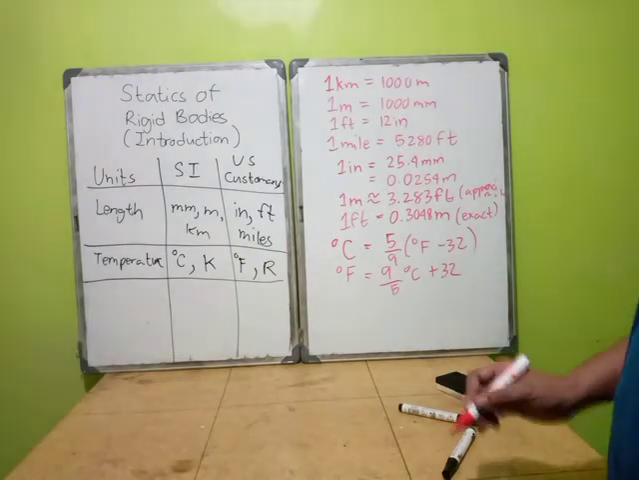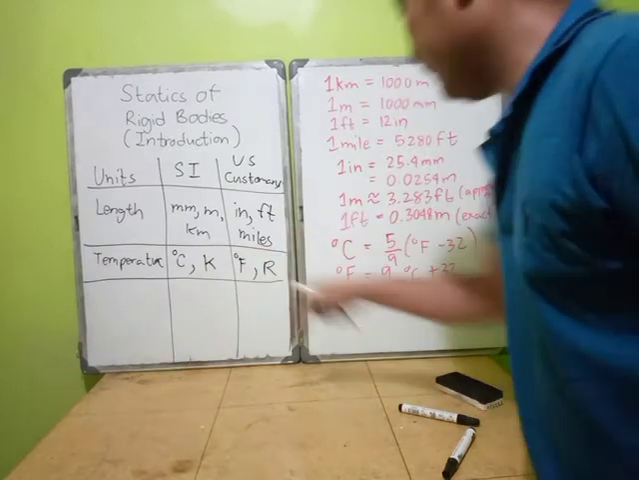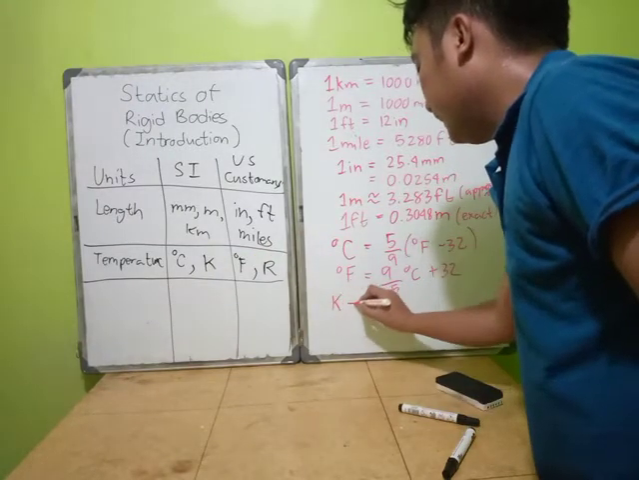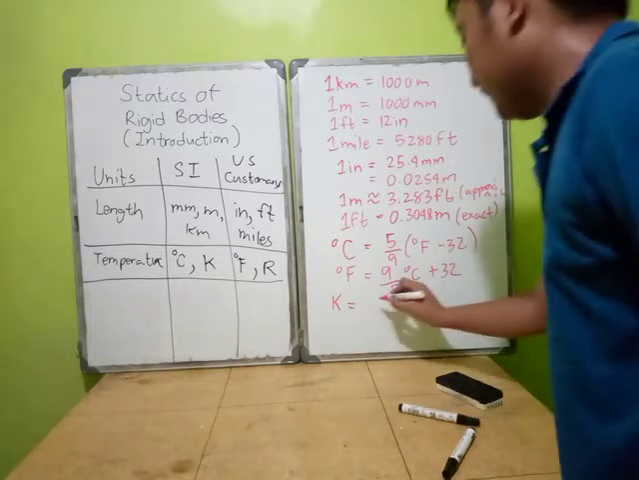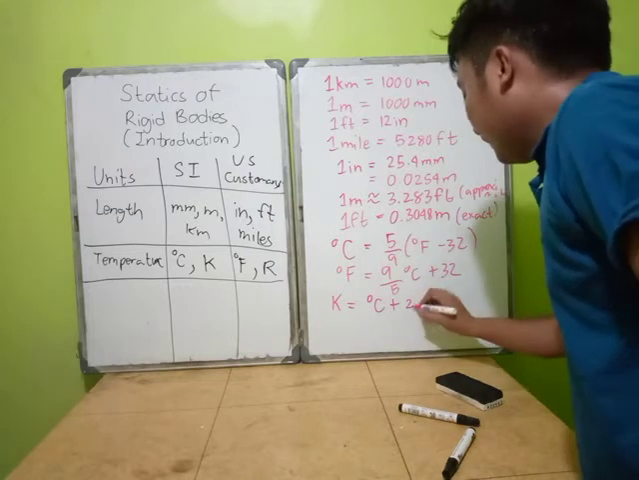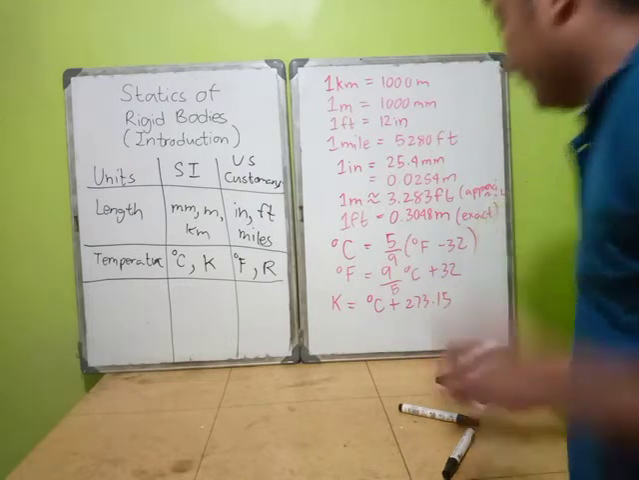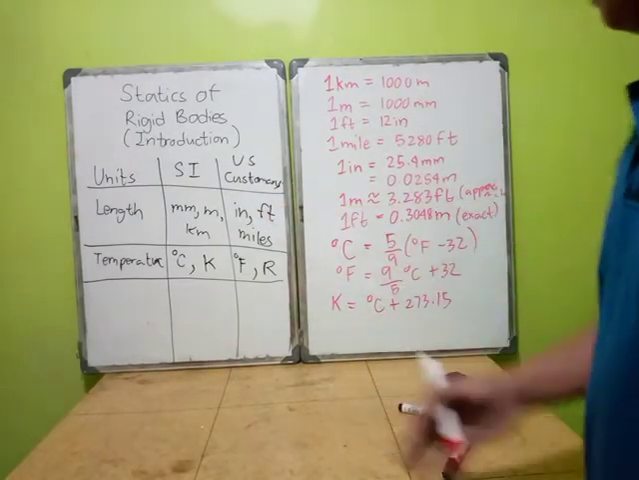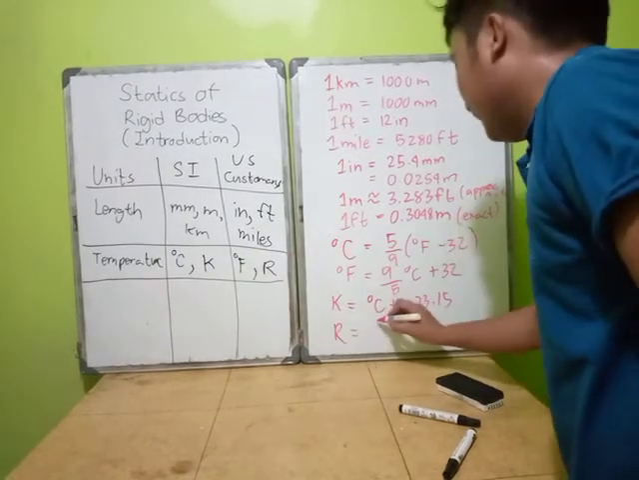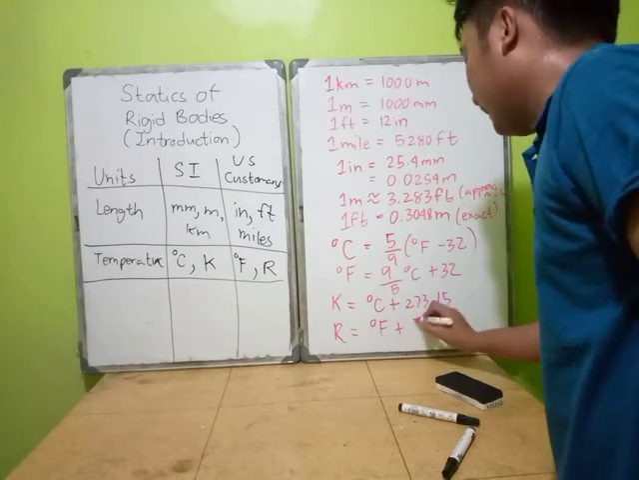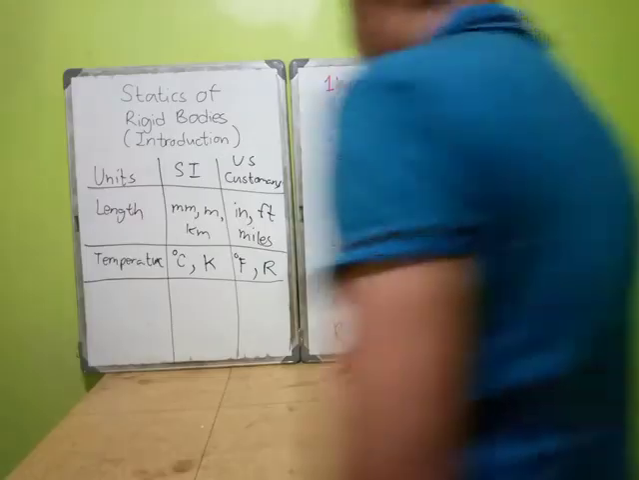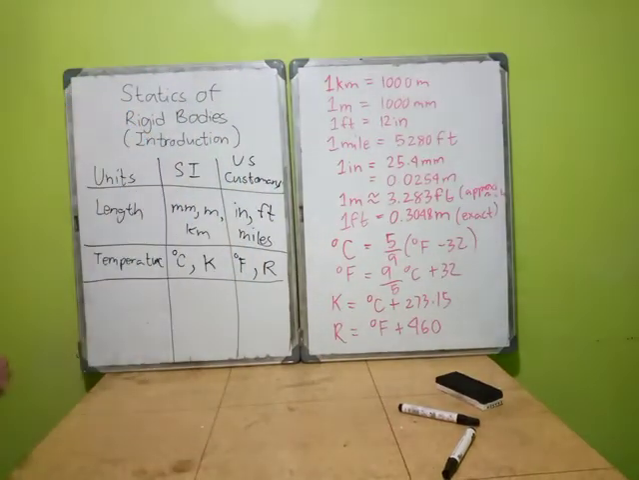And then the relationship with Kelvin and Rankine. Para makita mo yung unit in Kelvin, dapat yung degree centigrade mo, dagdagan mo lang ng 273.15. Yan, nakuha mo na yung equivalent niya. And for Rankine, gamitin mo yung degree Fahrenheit, mag-add ka lang ng 460. Makukuha mo na yung sagot mo. Yan yung mga conversions ng length at saka ng temperature.